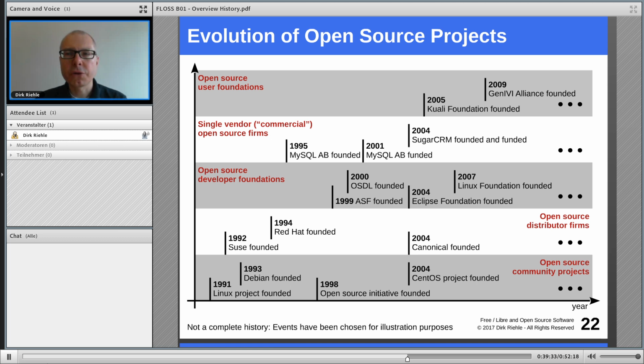Still quite early, here 1992, 1994, SUSE and Red Hat respectively, as commercial companies were founded, and these so-called open source distributor firms earned a nice living by repackaging, packaging and quality assuring, in this case, the Linux operating system. So for the first time, the first companies had the open source distribution as a classic product that they provided to companies.